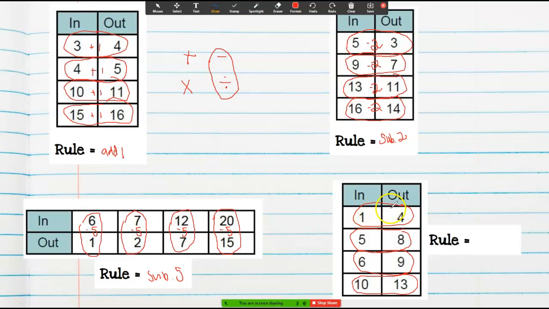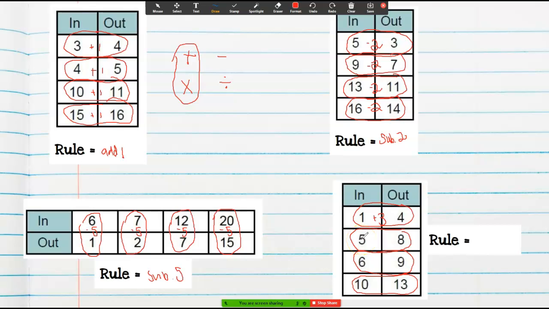Well, I'm going from 1 to 4, 5 to 8, so I'm getting bigger. So if I'm getting bigger, I know that I'm either adding or multiplying. Okay? And I can tell here that I'm probably not multiplying. So how do I get from 1 to 4? Well, 1, 2, 3, 4. I added 3. And now we're going to test that out on here.